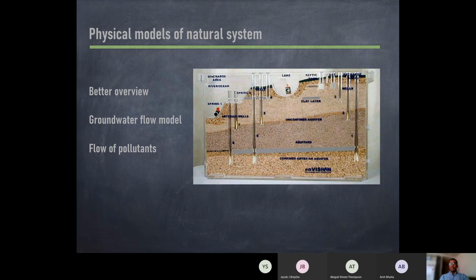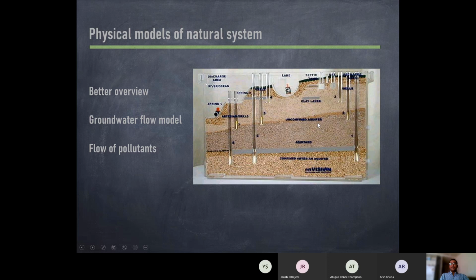Okay, so this is an example of a physical model of the natural system. You may have seen this sort of model in schools, or maybe in a museum or in colleges, right? So right here, I have a groundwater flow model. Why do we use that? For a better overview, because you can see the cross section. If you can follow my cursor, you can see different parts of the groundwater system. There are unconfined and confined areas.